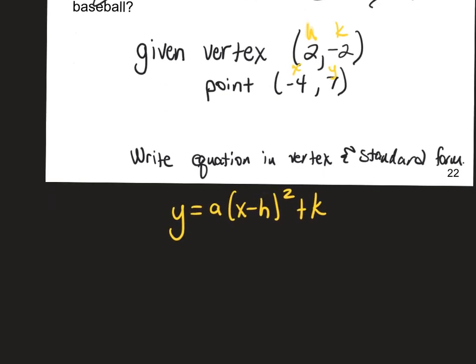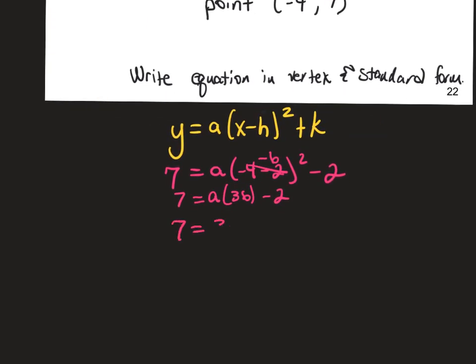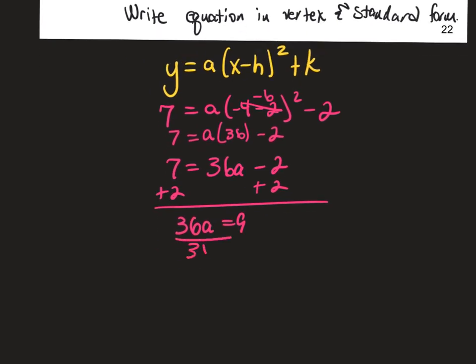So when I do that, I would say 7 equals, we don't know what a is. The x value they gave me is -4. The h part of my vertex is 2. And the k part of my vertex is -2. So I would simply go through here and just simplify. -4 minus 2 is -6. -6 squared gives me 36, minus 2. So I'd rewrite this as 7 equals 36a minus 2. I'm going to add 2 to both sides. So I have 36a equals 9. Divide both sides by 36. And I get a equals 1/4.